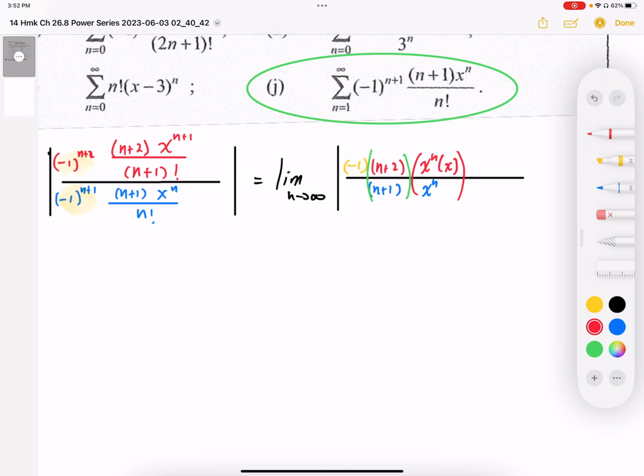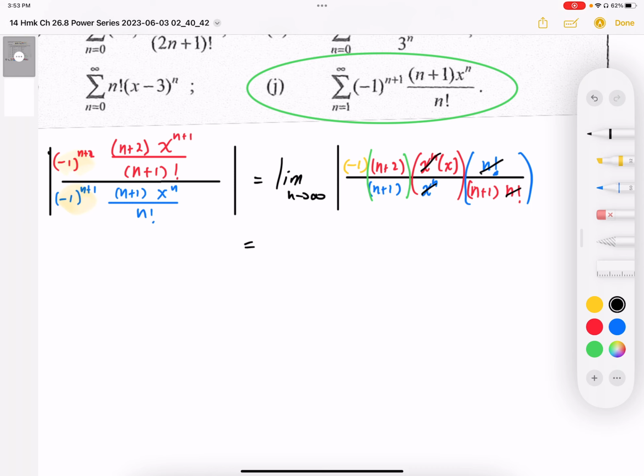And then the factorials we can group together. So we end up with n factorial in the numerator, and then (n+1) factorial, so (n+1) times n factorial. So we can see that we have terms that are canceling here. The n factorials cancel here. Before I apply the limit, let's simplify this.